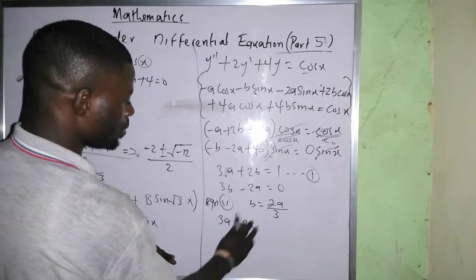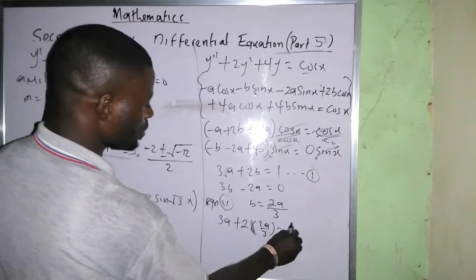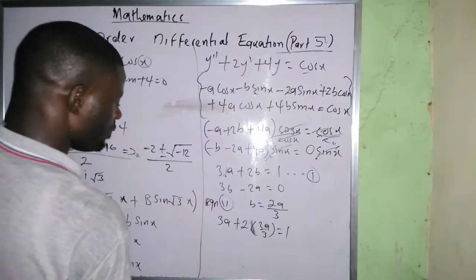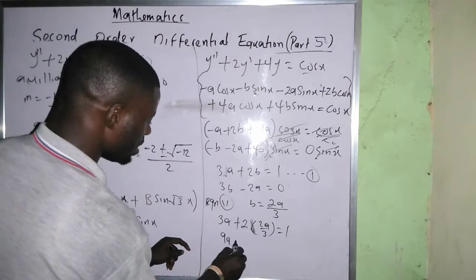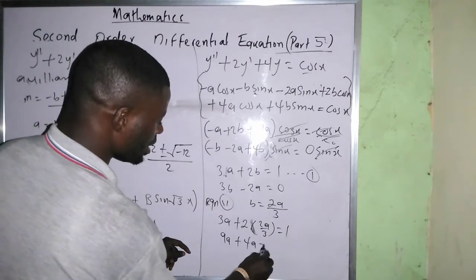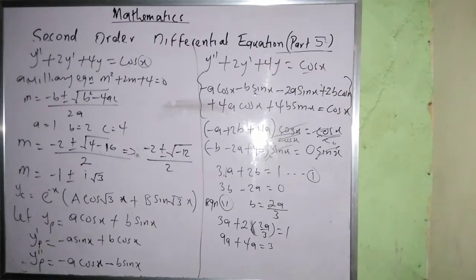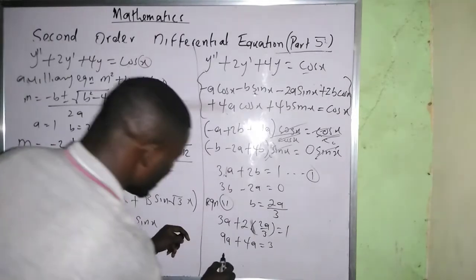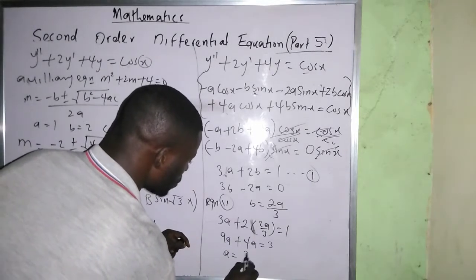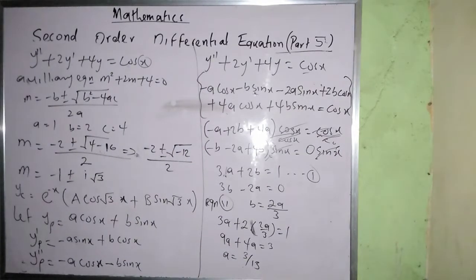bracket of 2a all over 3 equals 1, which I'll be having 4. Multiply it to be 9a plus 4a equals 3. I multiply all through by 3. Now I'll be having 13a. My a will be equal to 3 all over 13. Sorry, my a is equal to 3 all over 13.